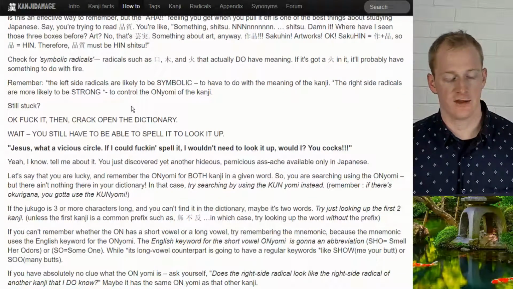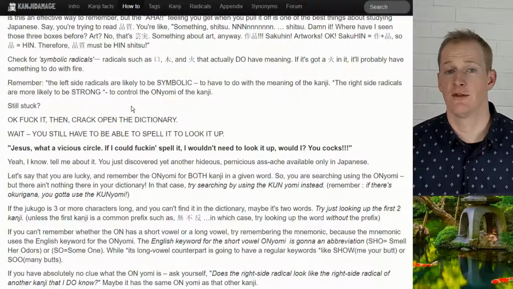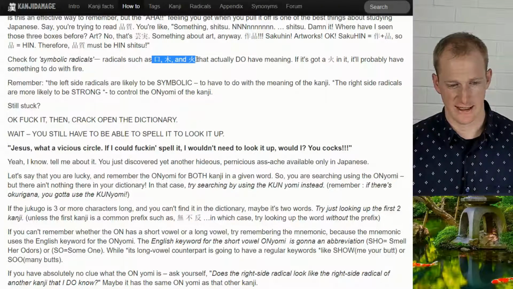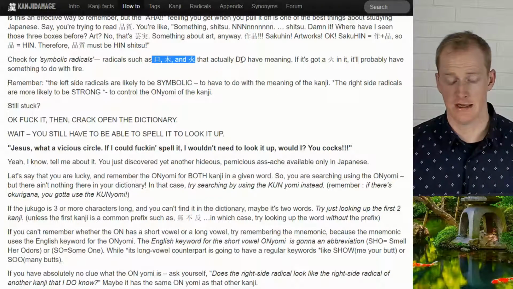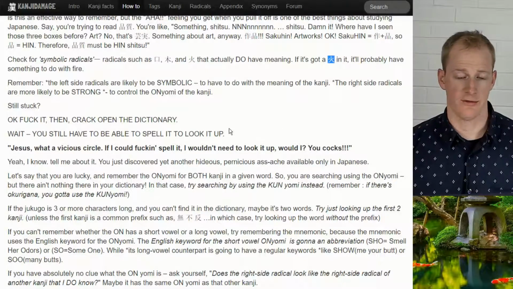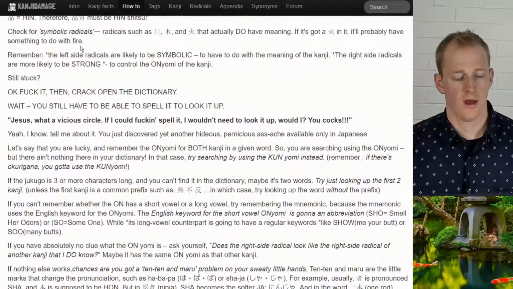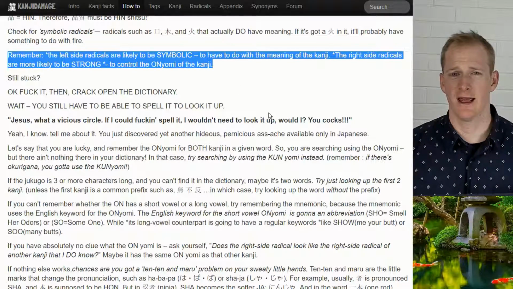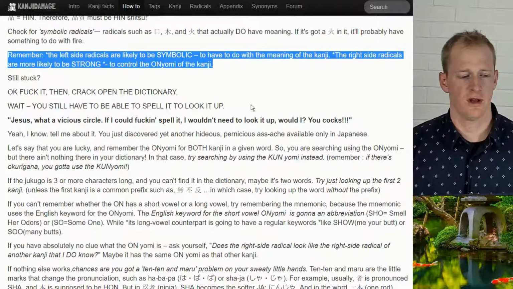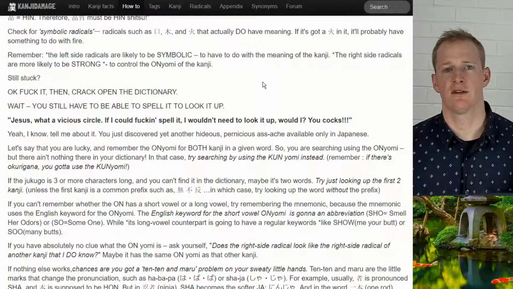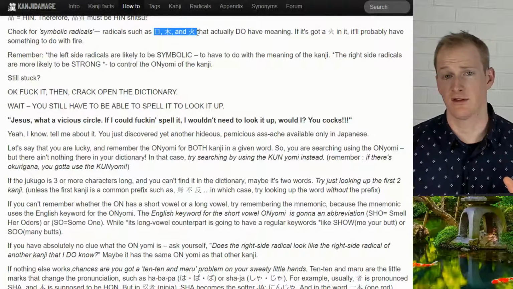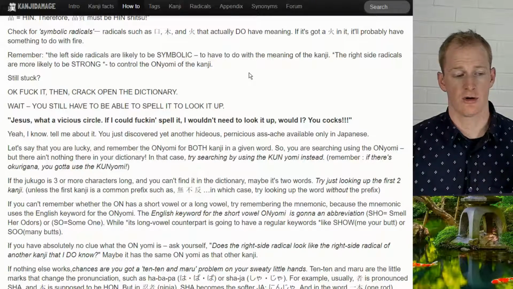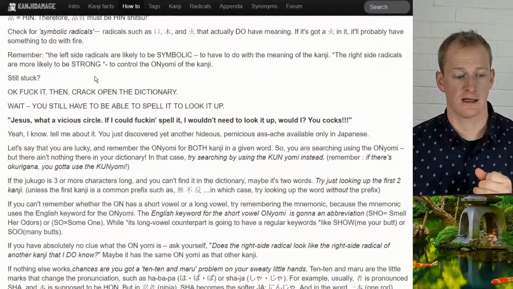Okay, the next thing is we want to check for our symbolic radicals. Again, I explained this in the first video, so I would go back and rewatch that if you're not sure. But we have things like this, so kuchi, ki, hi, and they have meaning. So we can kind of go off there. This is a really interesting point that I kind of knew in my head, but never really put into words. When we've got radicals on the left-hand side, they will tend to be the symbolic ones, where they will continue to hold their meaning even as radicals. Whereas the right side radicals are more likely to be strong.